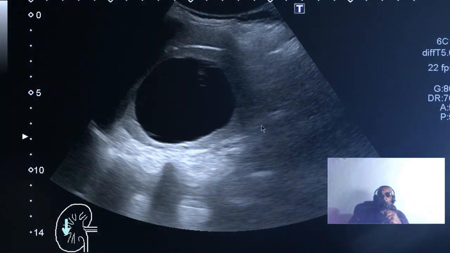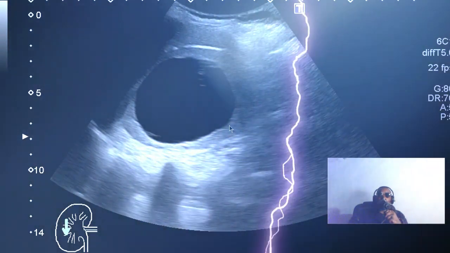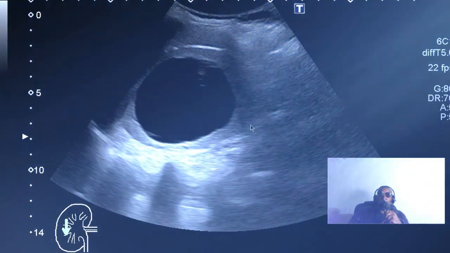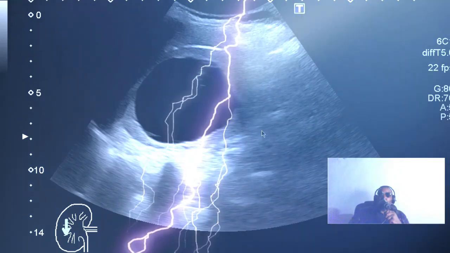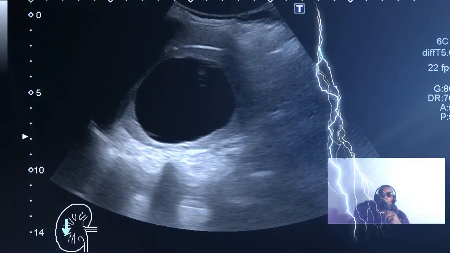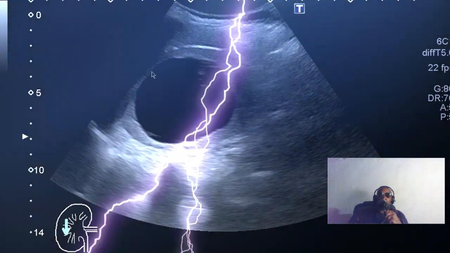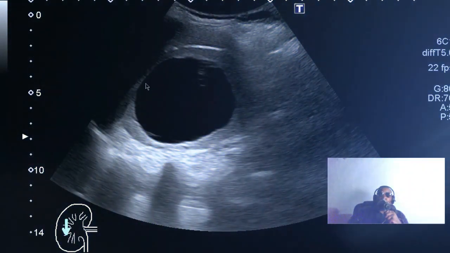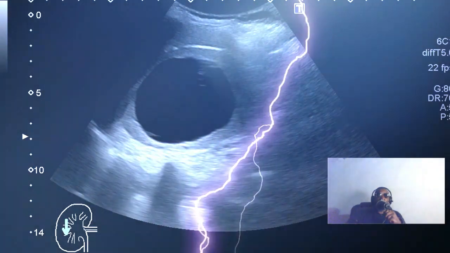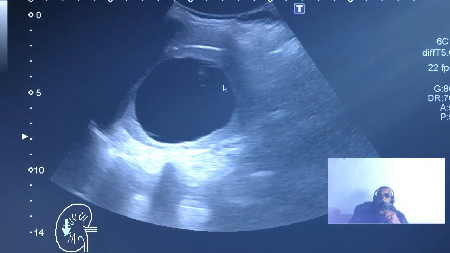communicates with the collecting system. At times you can see dilation of the renal pelvis. At times you can also see it stretching all the way into the ureter. But you can see here, this is a collection that is only localized here, and this patient has had this condition for almost 10 years.